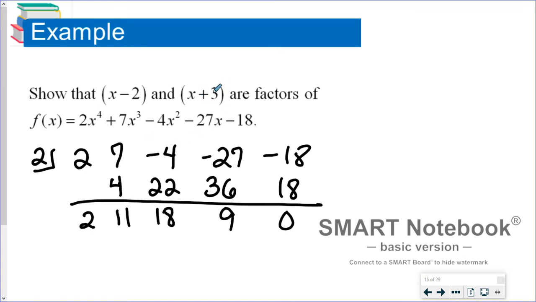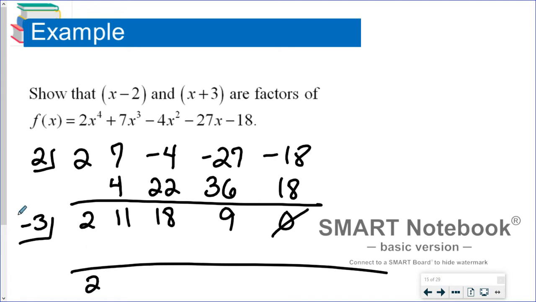Now, to show that x plus 3 is a factor, you could start all over, use these exact same numbers, and just put a negative 3 in this box. But you can actually just kind of ignore this now and use these. That's perfectly fine.